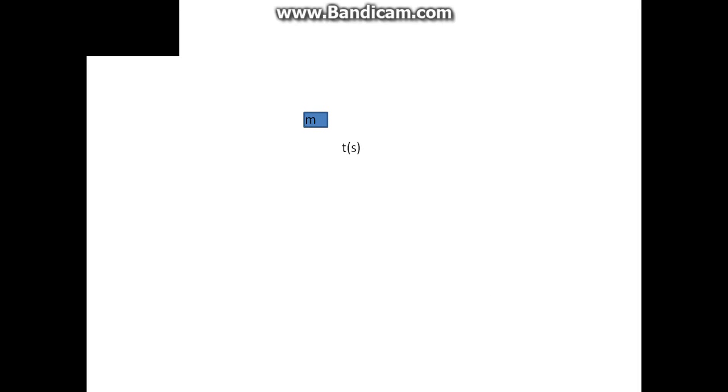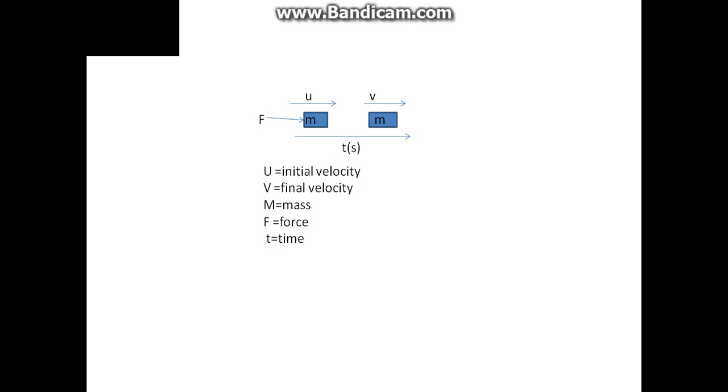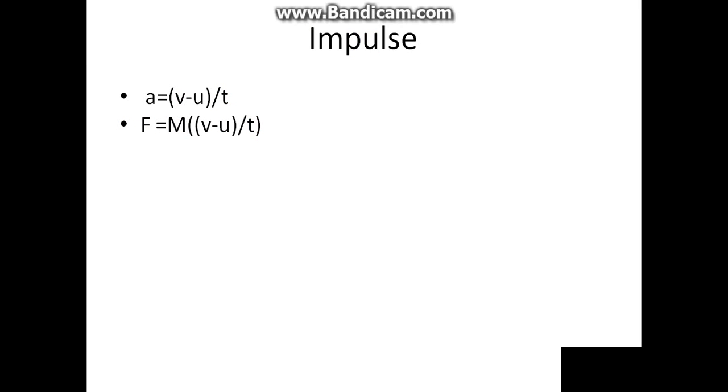Momentum diagram. U is the initial velocity, V is the final velocity, M is the mass, F is the force, T is the time. Impulse. Acceleration A is equal to V, which is final velocity minus U, initial velocity, all over T. F is equal to M in bracket V minus U all over T, which is the acceleration.